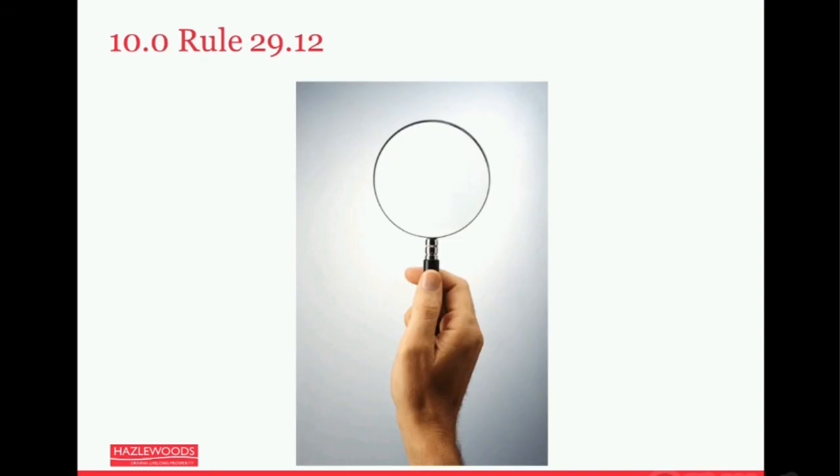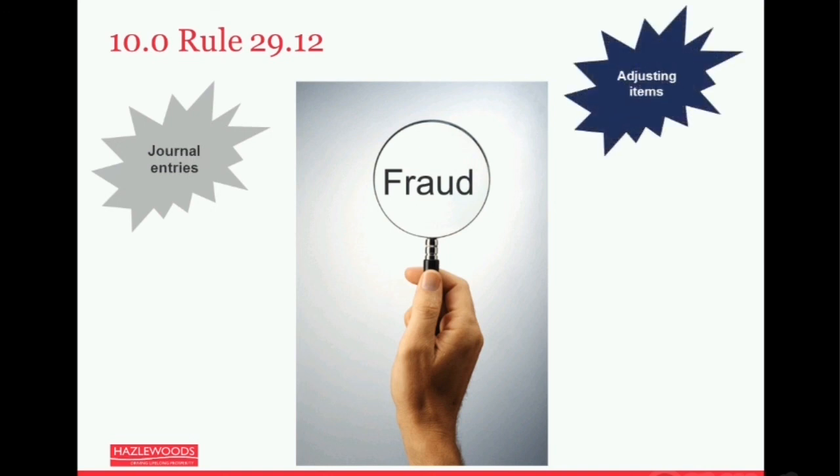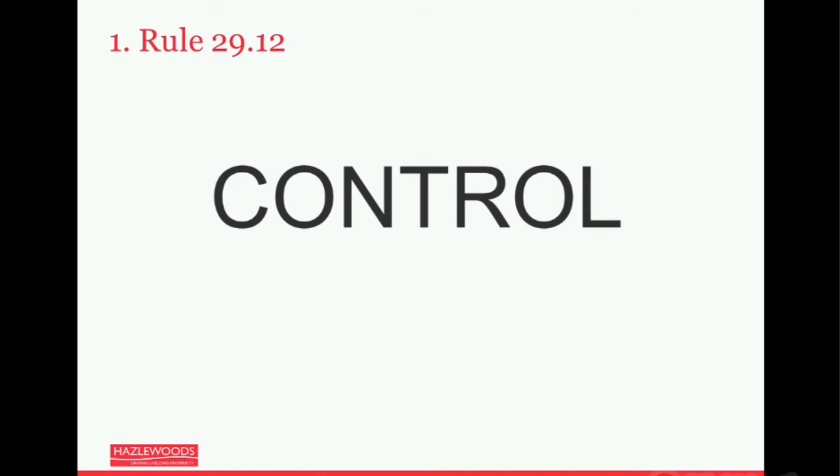So, client reconciliations are probably one of the best places to spot frauds. Things you should watch out for include journal entries, adjusting items, unusual or missing narratives, long-standing items suddenly clearing, and unclear transfers, TPs, or receipts. A suggested control with client account reconciliations is that they should be reviewed by the COFA or an appropriate person, and we recommend that the reconciliations are signed as evidence of this review. This also ensures you are complying with the guidelines.